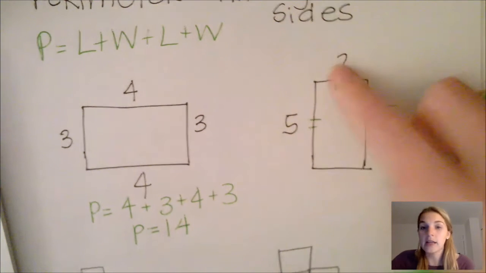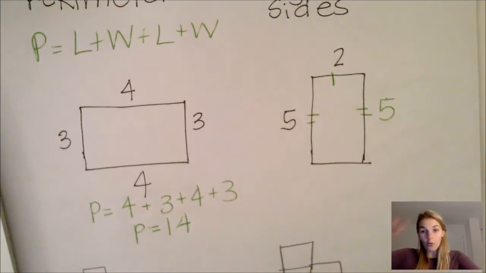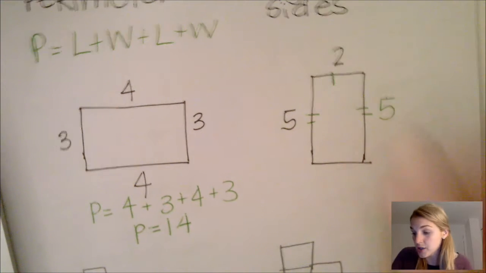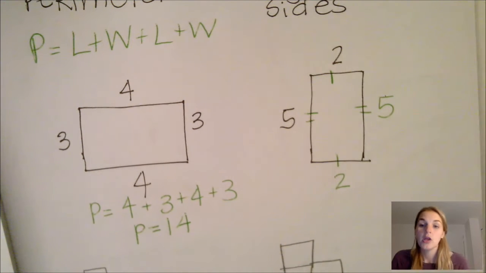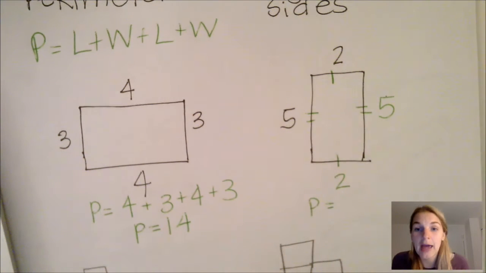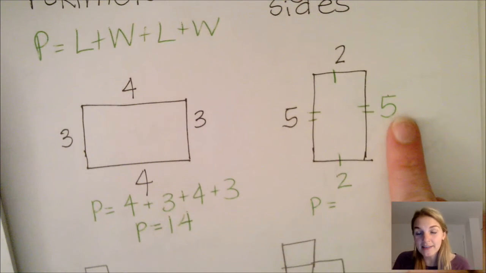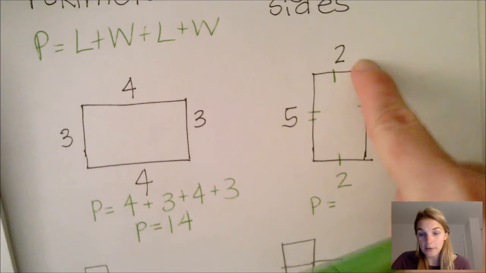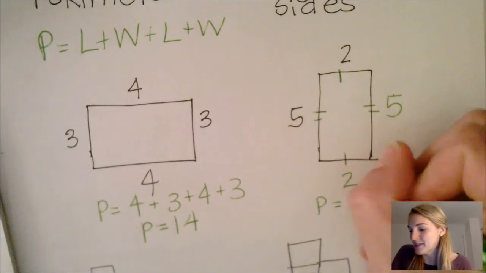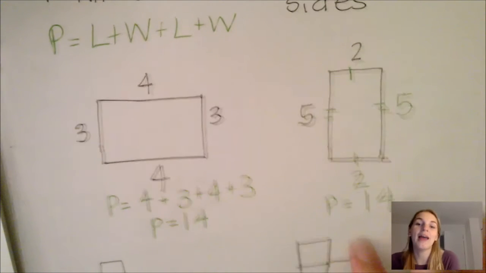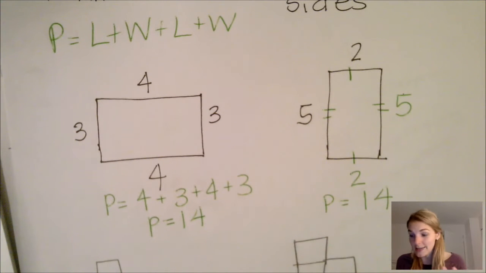And if this side is 2, the side parallel or across from it going in the same direction is also going to be 2. So now that we found all of our sides, we are able to add them all up using the perimeter equation. And we can say that the perimeter, let's see if we add them all up. 5 plus 5 is 10, plus 2 is 12, plus 2 more is also 14. So here we have two perimeters that have 14. So they look a little different and they have different dimensions, but they still have the same perimeter.